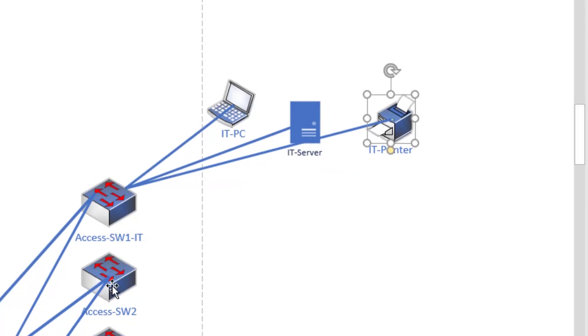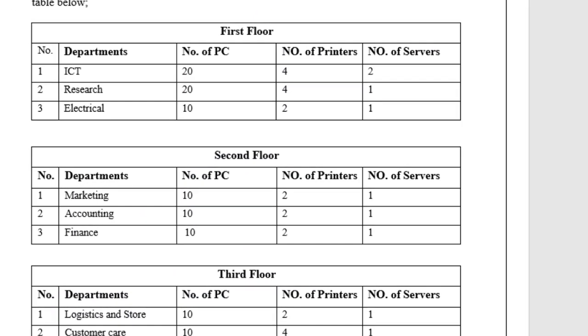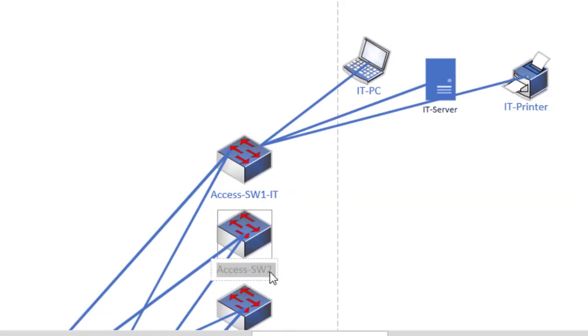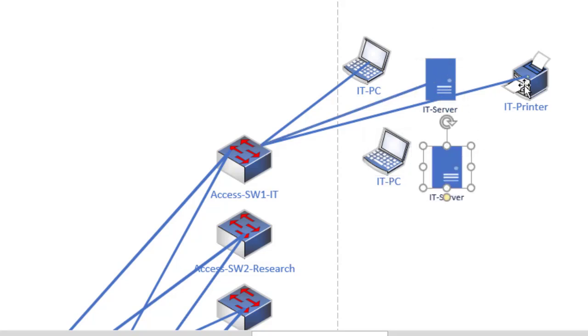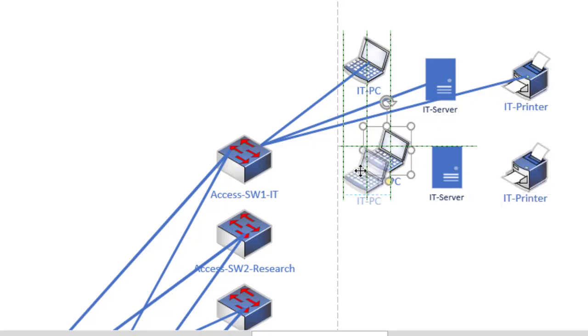So let's do the same for the second switch. The second switch is under which department? Research. So access switch 2, research. Like that. And the devices, I'll just copy this one, paste here, copy this one, you paste here, and copy this one, you paste here. So guys, I will pause the video and do this very fast to save time, so that we can move to the next step. I hope you have learned how to connect the end devices and name them, right?